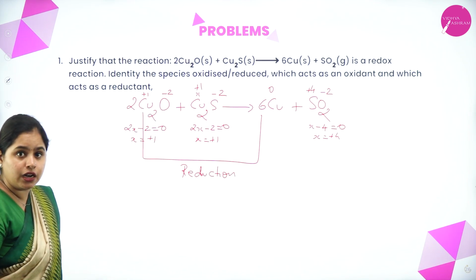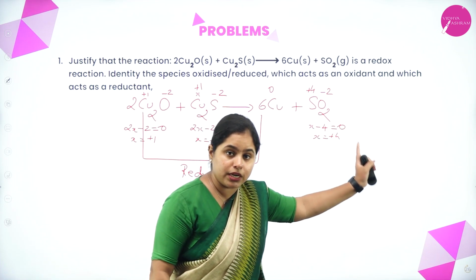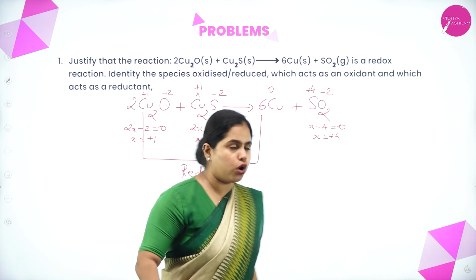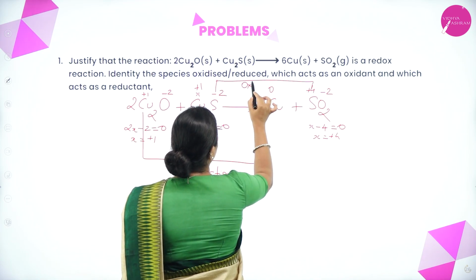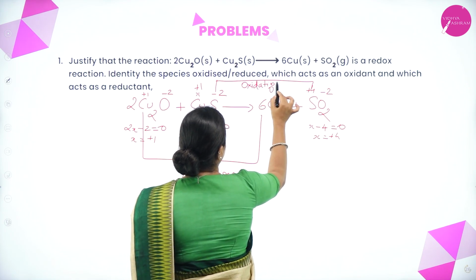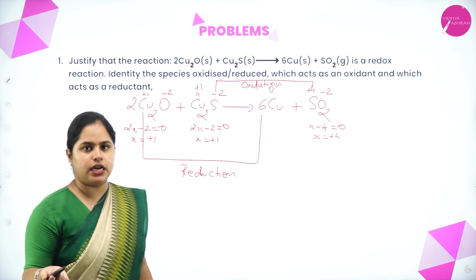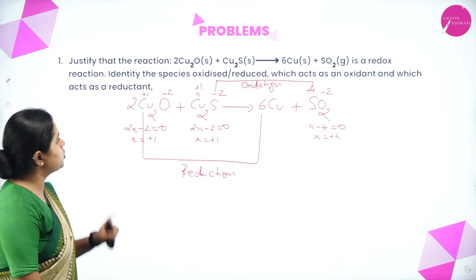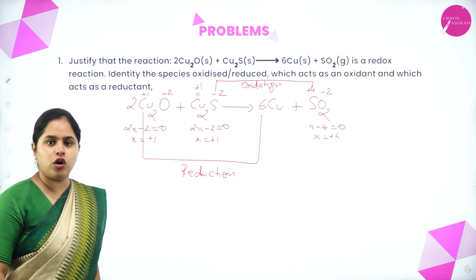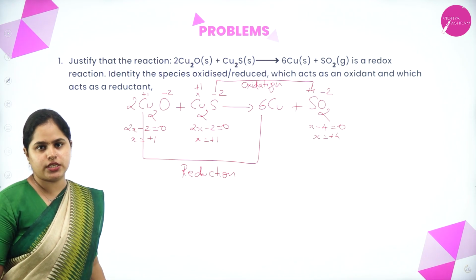Now moving on to sulfur, what has happened here? From -2, the oxidation number has increased to +4, right? -2 to +4. So this is undergoing oxidation. When the oxidation number is increasing, it is undergoing oxidation. So what does the question ask you to find? Which is getting oxidized? Sulfur is getting oxidized. Which is getting reduced? It is copper which is getting reduced.